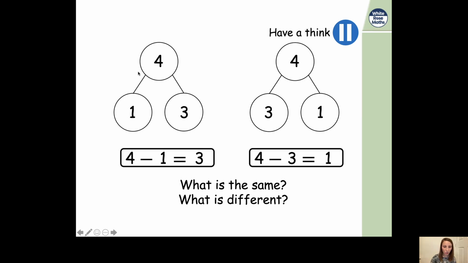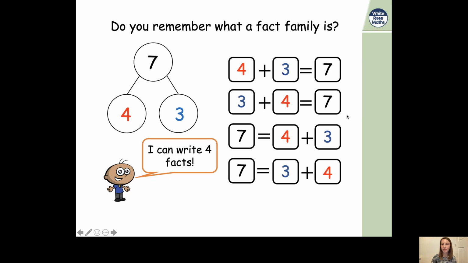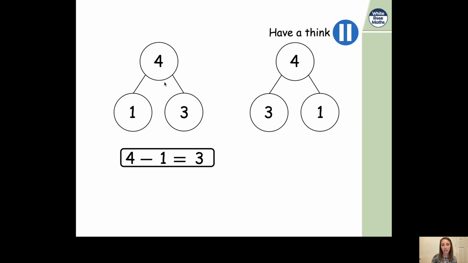So, what's the same? I always start with my whole on a subtraction sentence. So my whole always goes at the beginning. Now, in an addition sentence, my whole always goes after my equals sign. So in my addition, we're adding the 2 numbers together to make a whole. But when I use my subtraction sentences, I'm using the whole first and I'm taking away. So I always start with the biggest number, which is the whole. 4 take away 1 equals 3. 4 take away 3 equals 1.